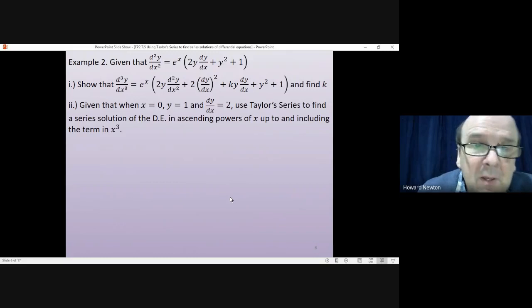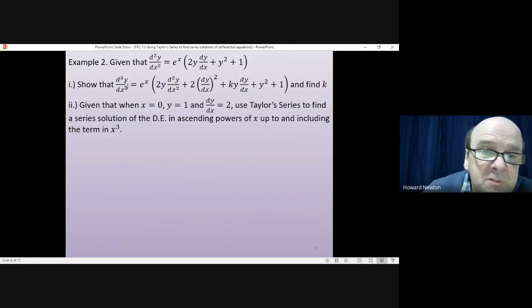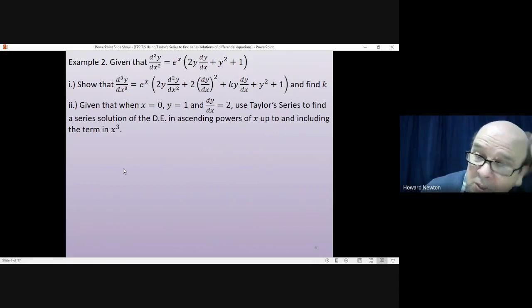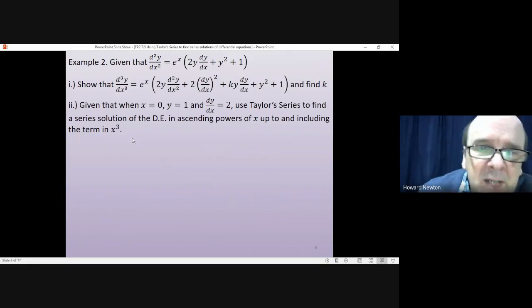Okay, example 2. Given that d2y by dx squared is equal to this expression, first of all, differentiate that to show that the third differential, d3y by dx cubed, is equal to this. Has this form, you have to find the value of k. And then once you've done that, you're given the initial conditions, given that when x equals 0, y equals 1, and dy by dx equals 2. Use Taylor's series to find a series solution in ascending powers of x up to and including the term in x cubed.